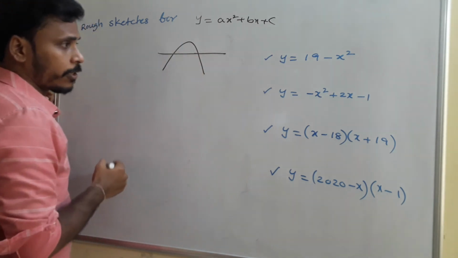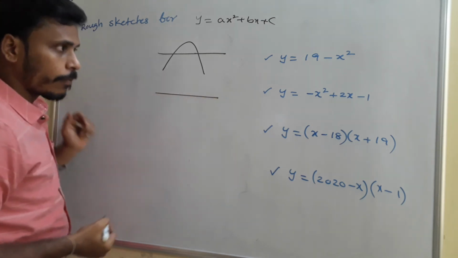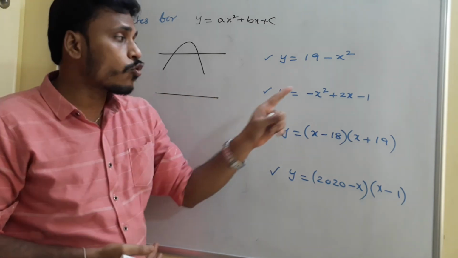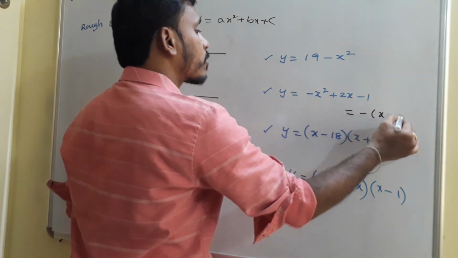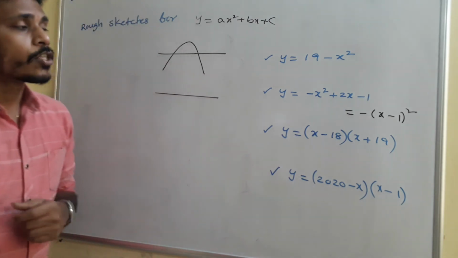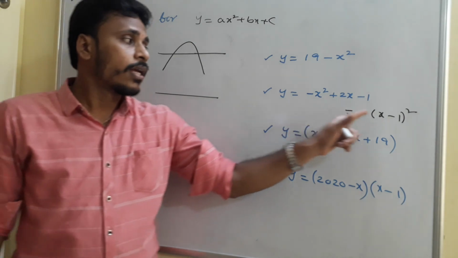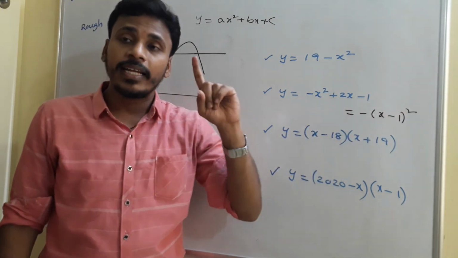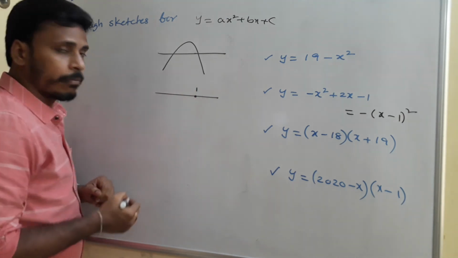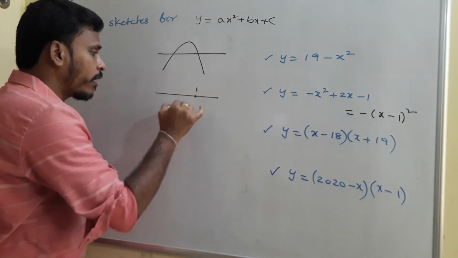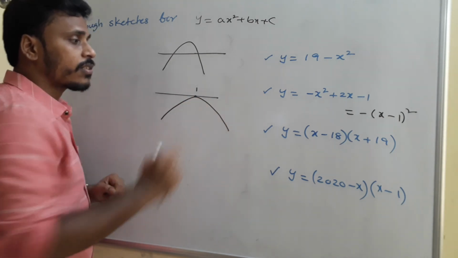Then for the second expression, again the coefficient of x square is negative. Again it is a downward parabola. Then what to say about the roots? If you take out that minus 1 common, we can rewrite it as minus of x minus 1 whole square. Since it is minus of x minus 1 whole square, this minus gives you the downward parabola. This x minus 1 whole square says that it has equal roots 1 and 1. So somewhere you have the point 1 on the x-axis. At this point the graph touches the x-axis. So this is the rough sketch for the second expression.